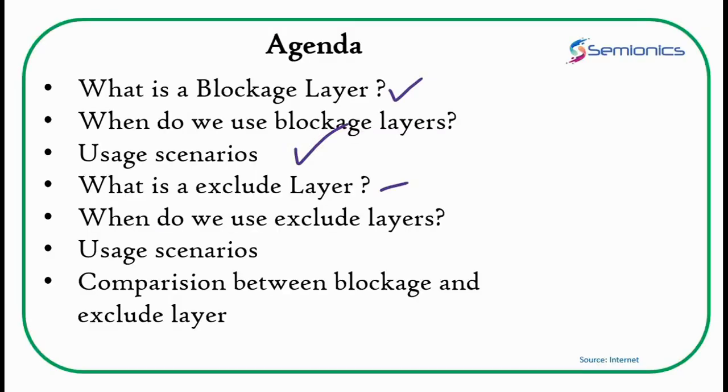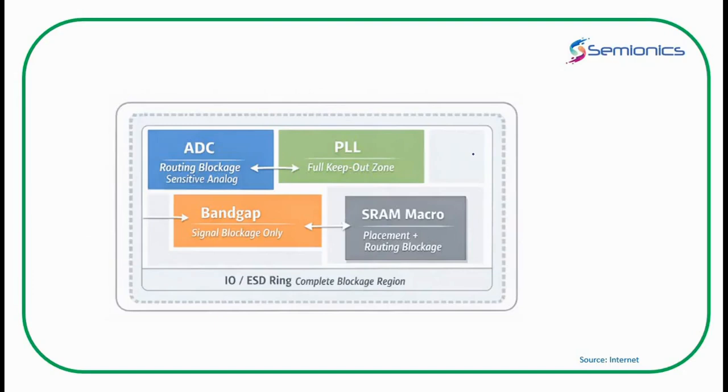In real time, if these particular modules are there, we have got ADC, and wherever you've got sensitive modules, you will be adding certain blockages either on the whole module or on sensitive regions, or even in the PLL. Sometimes we use something called a keep out zone as well. It's like band gap. I'm talking about analog modules here. SRAM you've got, IO ring.